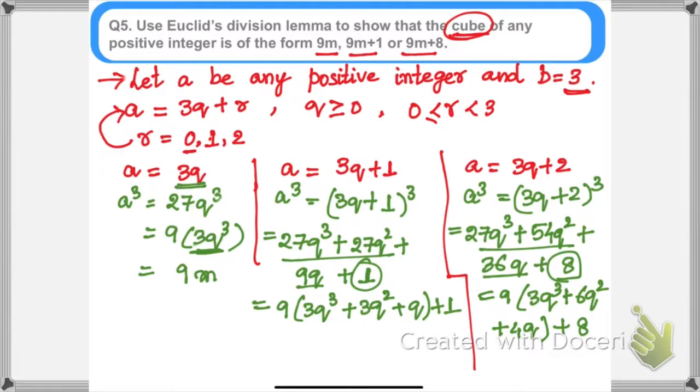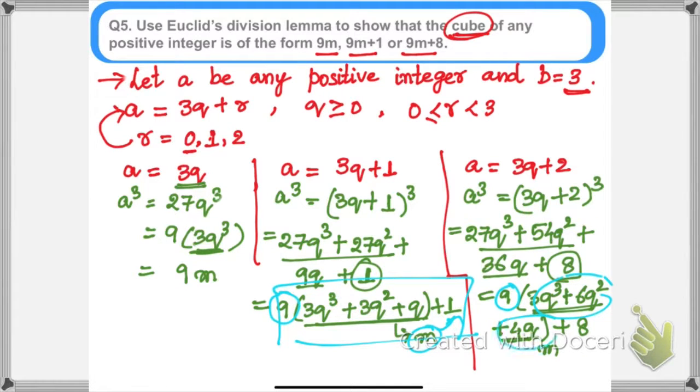Now considering this as a constant m, and this again as a constant m, you will notice that this one is of the form 9m plus 1, and this is of the form 9m plus 8, and this was of course of the form 9m. So we noticed that the cube of any positive integer is either of the form 9m or 9m plus 1 or 9m plus 8. Thank you.